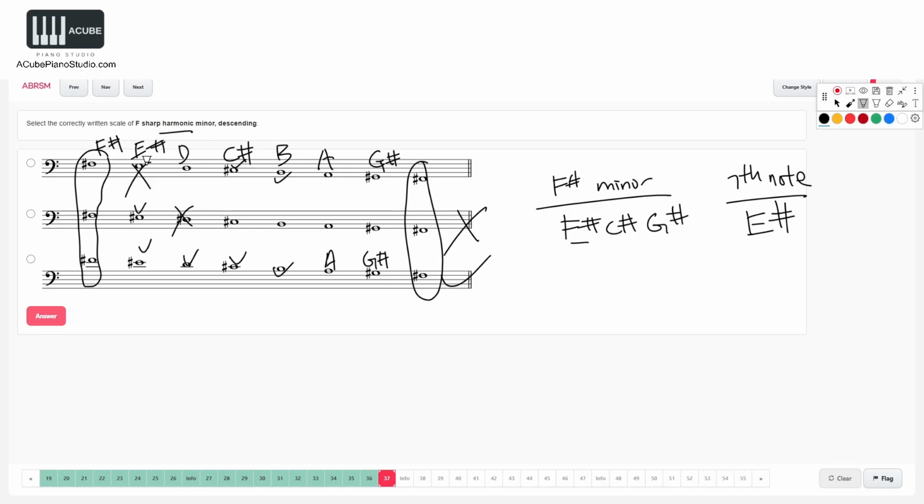The first one is wrong because the second note needs E sharp, because for harmonic minor you need to sharpen the 7th note, but they didn't sharpen it, so the first one we can eliminate. The second one we eliminated because there's no D sharp, but they wrote D sharp here, so the answer is the third one.